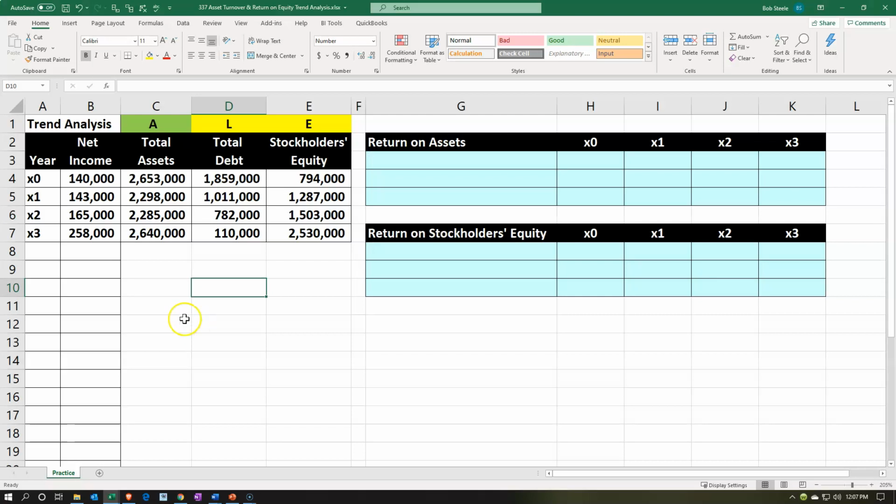Here we are in Excel. We have our information on the left-hand side. We're going to put that into the blue area in our worksheet on the right-hand side, calculating return on assets and return on stockholders' equity for multiple periods.